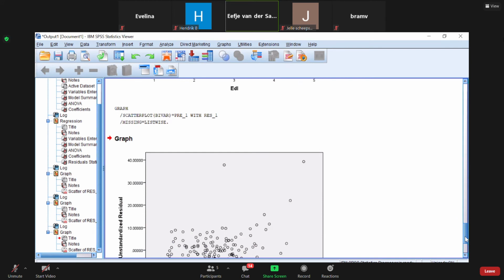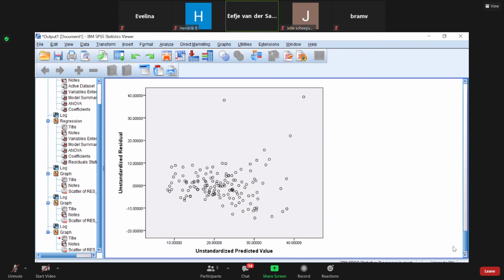And this graph shows indeed that at higher predicted values, you also get somewhat higher residuals. So the bigger your predicted value, for example, if your predicted value is 40,000, which is very high, your residual is also quite high. But there's also one outlier a bit.